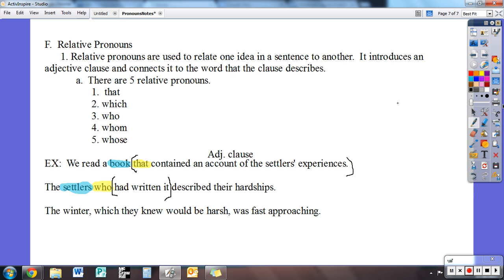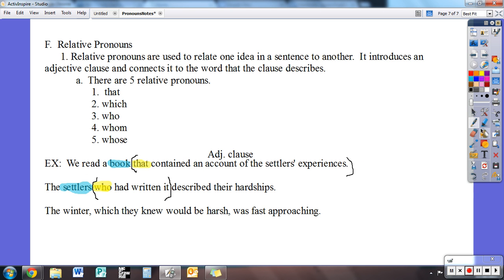Oh, and I actually goofed up. I need to include my pronoun. Settlers who had written it. That's describing the settlers. It's not the settlers who had chopped down a tree. It's not the settlers who had fought the Indians. It's the settlers who had written it, which we know from the first example means the book. So this is my relative pronoun tying to settlers.